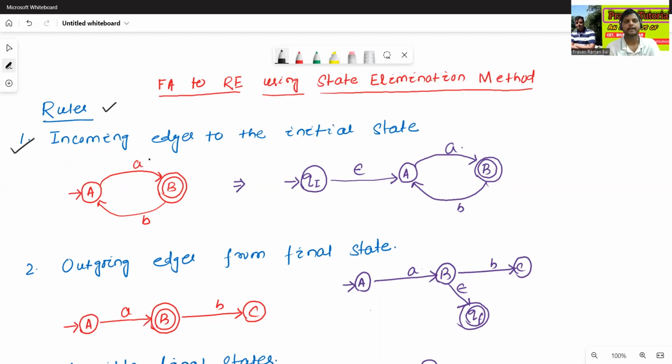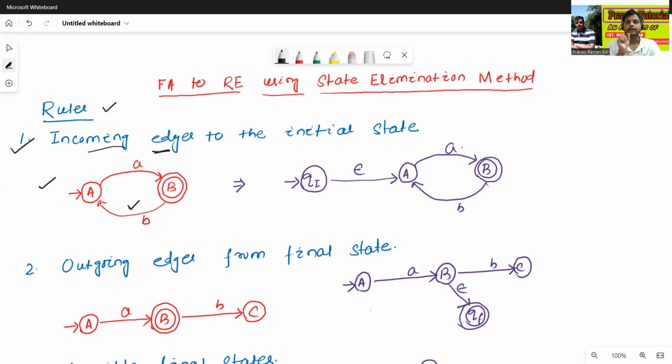The first rule is: incoming edges to the initial state. This is important. We have to check, is there any incoming edge to the initial state? Suppose, for example, this is one of the given finite automata. Is there any incoming edge to the initial state? Yes, there is one: transition B is the incoming edge to the initial state.